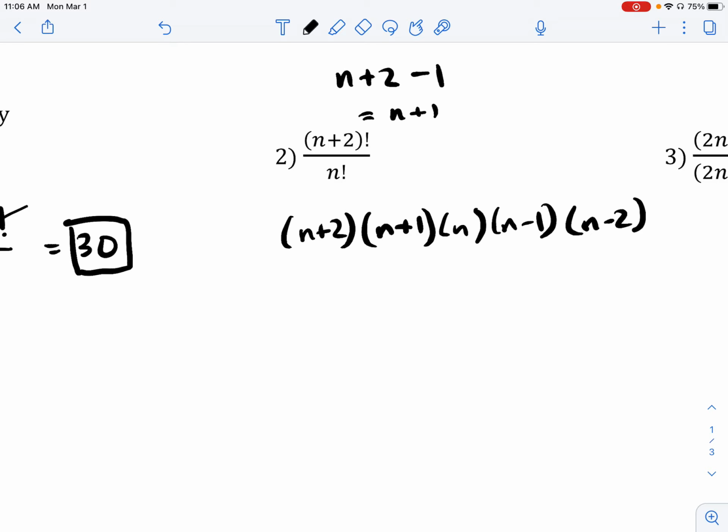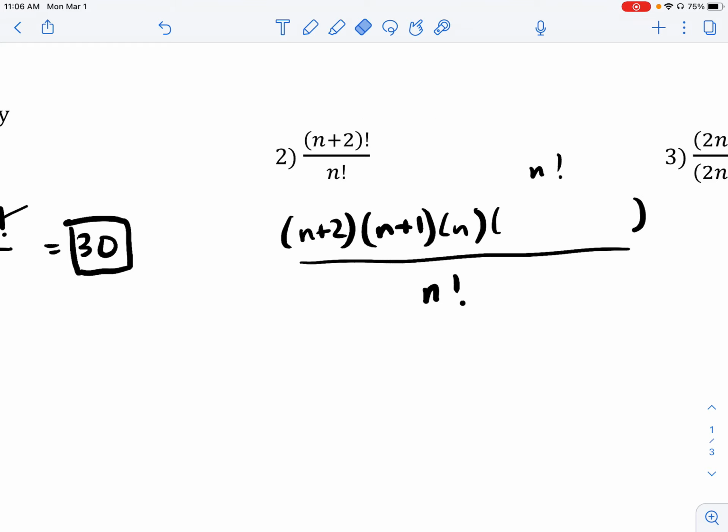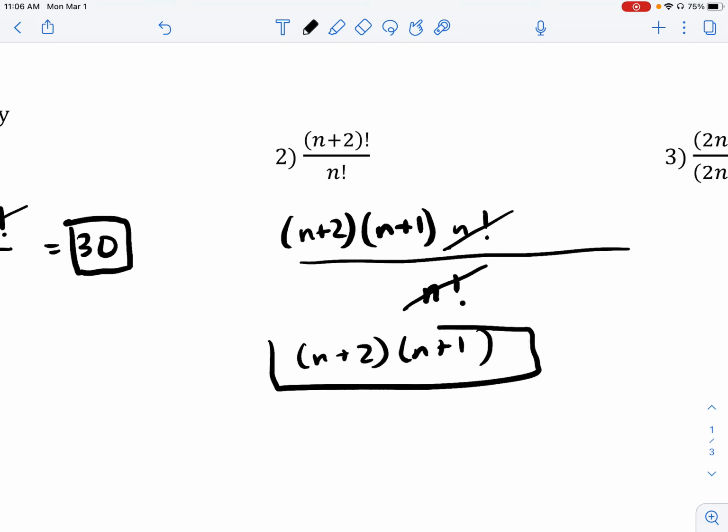But think about this for a second. Remember what we're trying to do. We're trying to simplify this with n factorial. So what is this equivalent to? Kind of the same idea. This is n factorial. All of this is n factorial. So I'm going to rewrite that as such. Let me clean that up as well. So all of this is just n factorial. And again, I can divide these out. So what are we left with? n plus 2 times n plus 1. And you can multiply these out if you want.